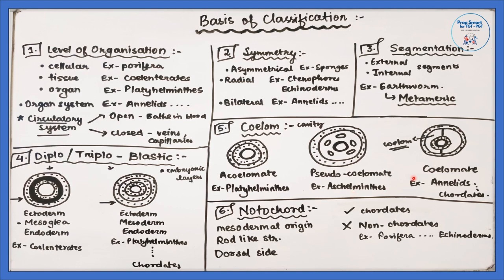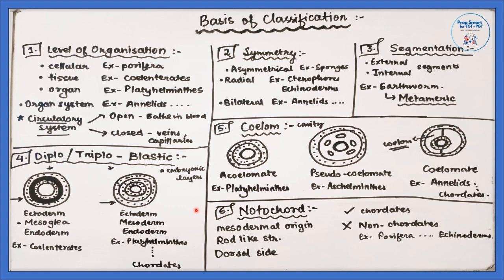Coelomate is having true coelom. The body cavity develops entirely lined with the mesoderm. Here we can see the presence of coelom. This portion is the mesoderm, and outer to which is ectoderm, and this inner circle is endoderm, and this space is coelom. Example: from annelids to chordates.